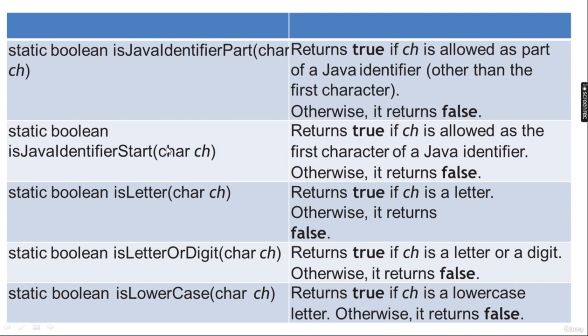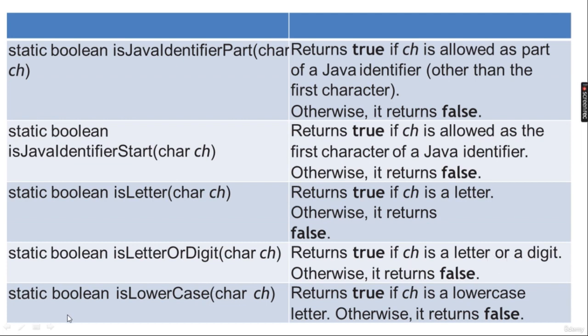If any identifier in Java has a start character that is allowed, it will give you true. You can check it out. Static boolean isLetter(char ch) returns true if ch is a letter, otherwise it will return false. Static boolean isLetterOrDigit(char ch) returns true if ch is a letter or digit, otherwise it will return false.